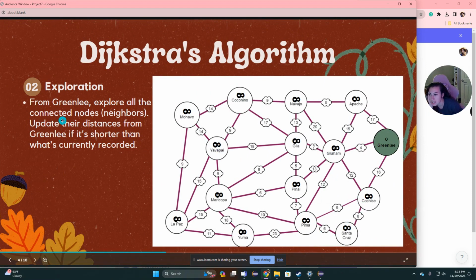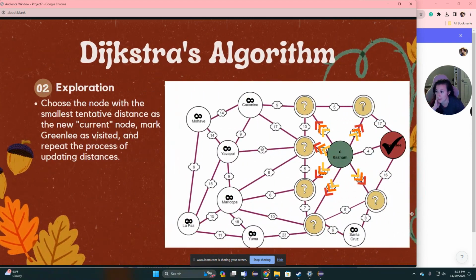So it's going to update their distances from Greenlee if it's shorter than what's currently recorded, which means it's going to update these. So like this is 0 for Greenlee, and then here would be the shortest one, so it would be 1 for Graham. And then it would continue on its merry way until it finds the shortest possible path.